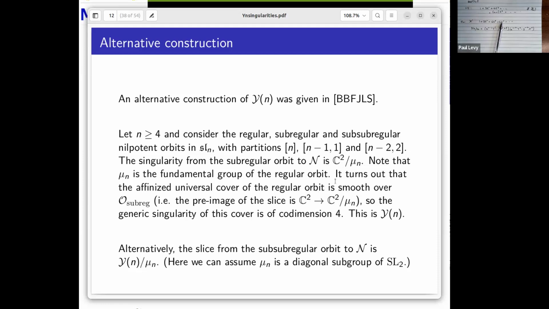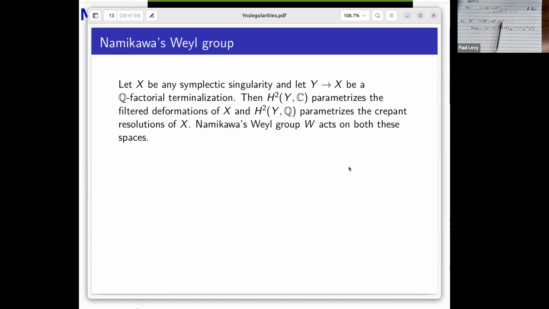So that means that you take the universal cover of the regular orbit and then affinize it. So the pre-image of the subregular orbit becomes smooth. And so the singularities go down to codimension 4. That singularity is Y_n. But this is quite a different kind of construction to the thing involving the dihedral group, but they turn out to be isomorphic. So another way of saying it is, if you just take the slice down to the subregular orbit, this is the quotient of Y_n by mu_n. That's a cyclic group of order n, mu_n. Okay, so there are two different constructions of the singularity.